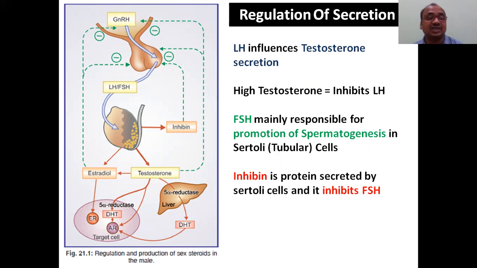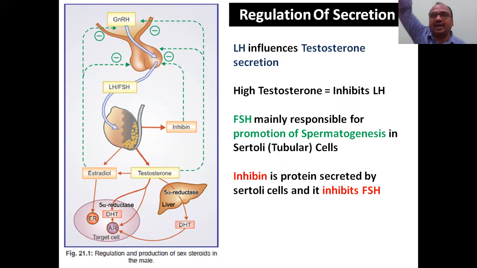Testosterone is also converted to estrogen, estradiol. Suppose in the blood there is a higher amount of testosterone. It gives a signal to the pituitary gland: why unnecessarily? I am always available in the blood, my concentration is sufficient. Why are you unnecessarily releasing luteinizing hormone and follicle stimulating hormone to stimulate the testis? So don't stimulate like that.